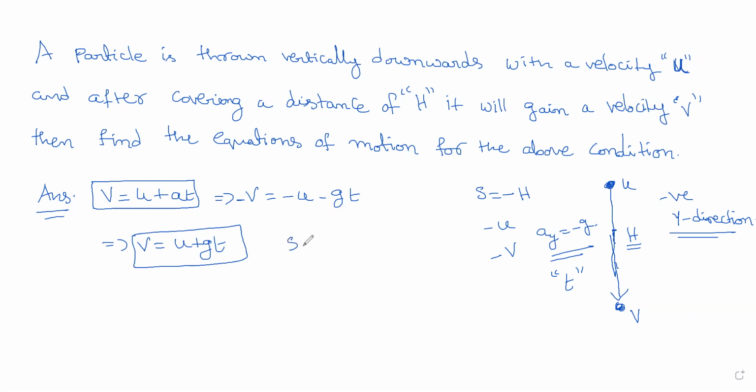Now take the second equation. S is equal to ut plus half at square. So just substitute. S is equal to minus h, right? Minus h is equal to minus ut minus half gt square. So removing all the negative signs, you will get h is equal to ut plus half gt square.